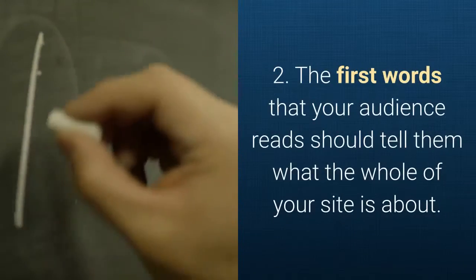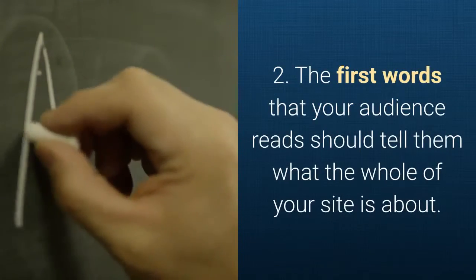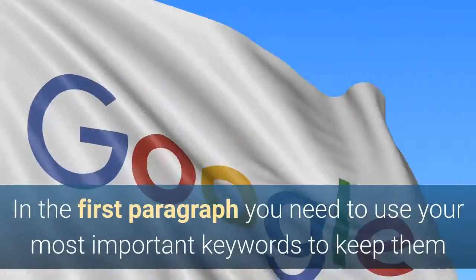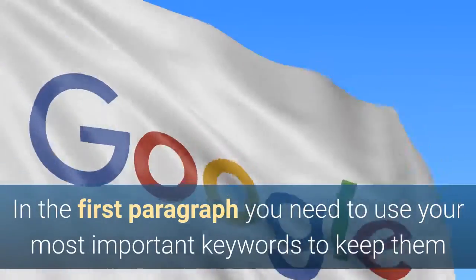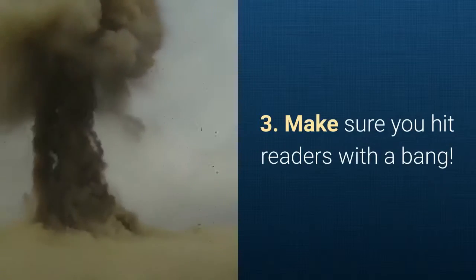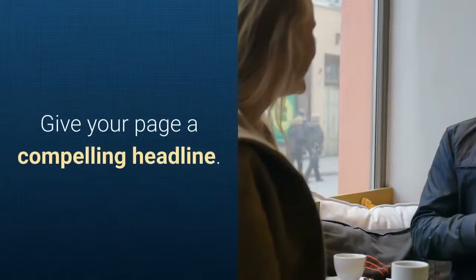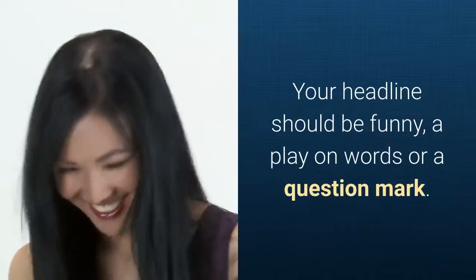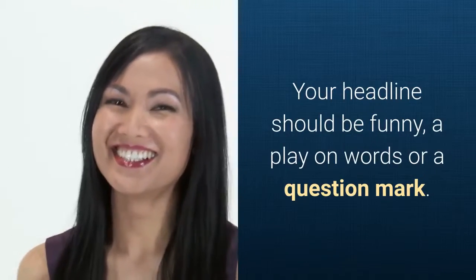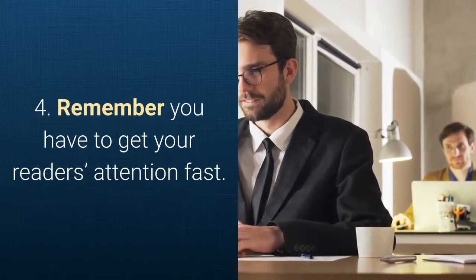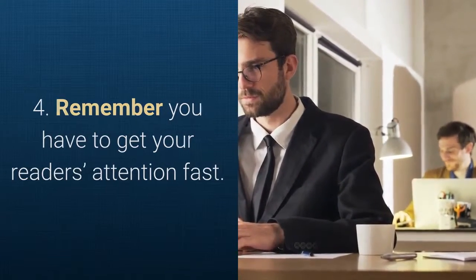The first words that your audience reads should tell them what the whole of your site is about. In the first paragraph, you need to use your most important keywords to keep them and Google on your site. Make sure you hit readers with a bang. Give your page a compelling headline. Your headline should be funny, a play on words, or a question mark. Remember, you have to get your readers' attention fast.